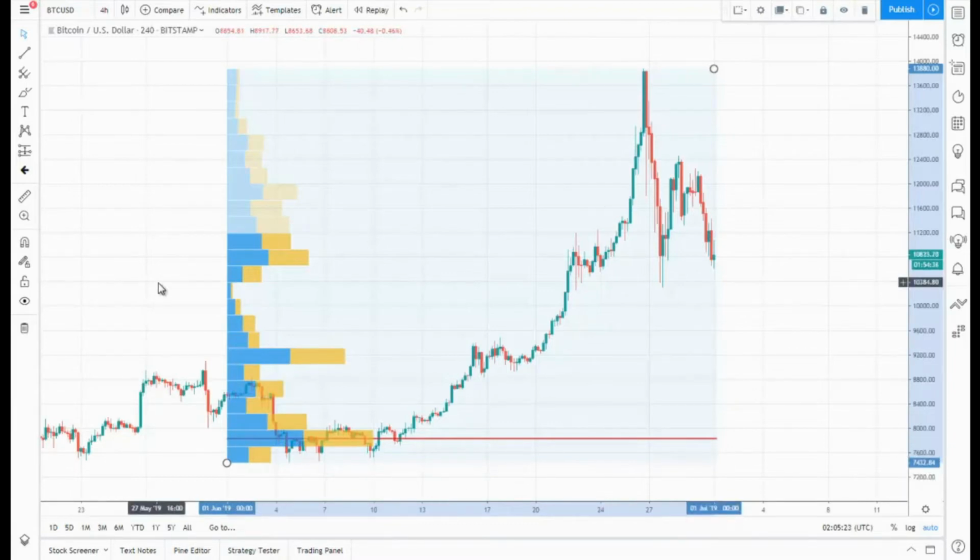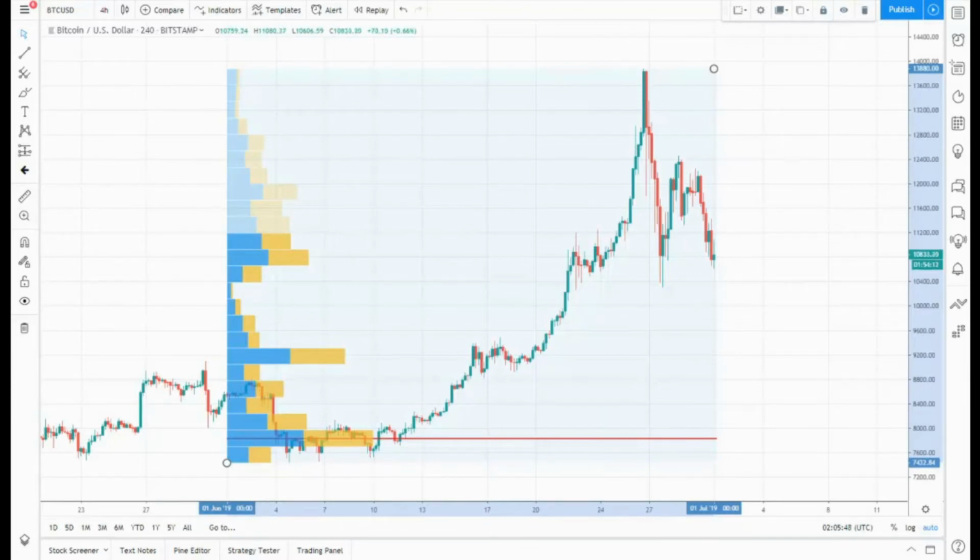The 7804 level is the point of control. The point of control is the exact level where the most volume has been traded, in this case in the last month, because we are looking at the volume profile of the last month.